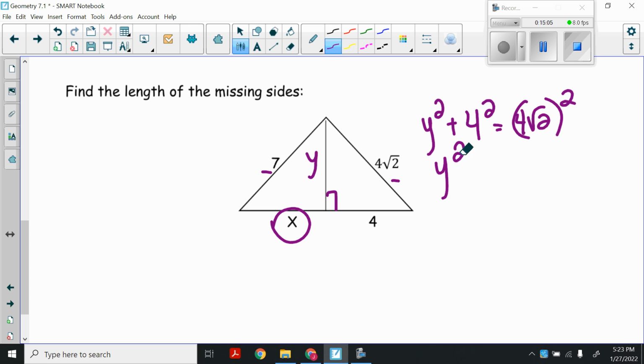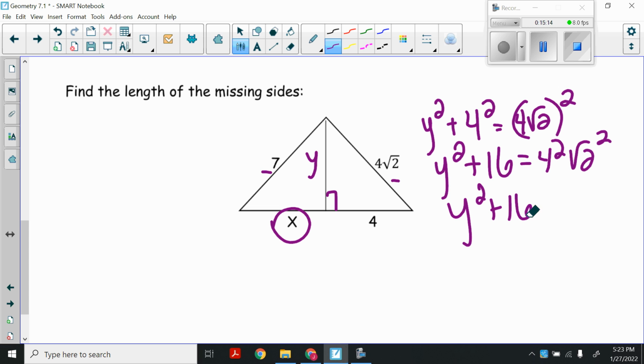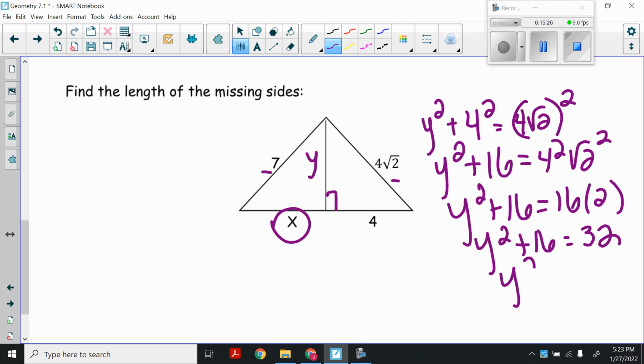So I get y squared plus 16 equals here. Remember, I have to square both of them. 4 squared is 16. The square root of 2 squared, remember, they cancel each other out, and I'm just left with the radicand, 2. So I have y squared plus 16 equals 32. Subtract 16 from both sides, so I get y squared equals 16. Take the square root, so I get y is equal to 4.